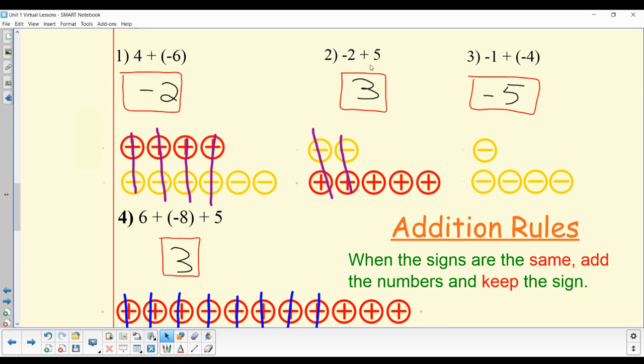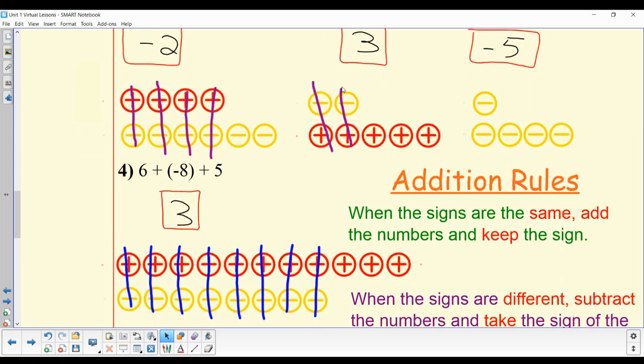Problem number 2, again, the signs were different. When the signs are different, you subtract. You just do 5 minus 2 is 3. And since 5 has a larger absolute value and 5 is positive, the 3 is positive.